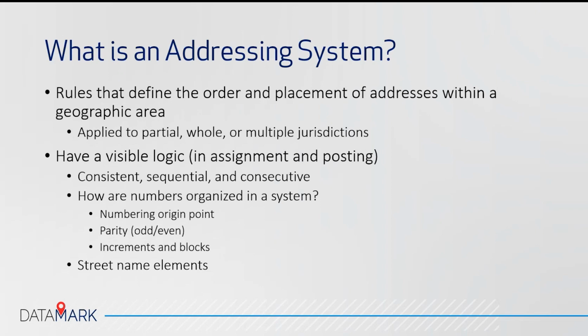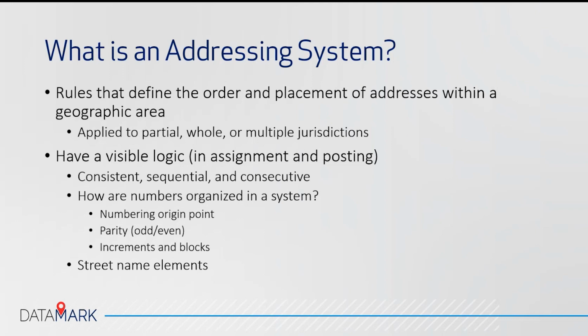So let's talk about what an addressing system actually is. They are rules that define the order and placement of addresses within a geographic area. So saying, hey, evens on the right, odds on the left. If I have an area where the lot sizes are a quarter acre or less, we're going to use consecutive numbering, things of that nature. Okay. There should be a visible logic in the way the numbers are assigned and posted. So the assignment is one part of it, but the posting is the other. And your ordinances should cover all of that information. Okay.